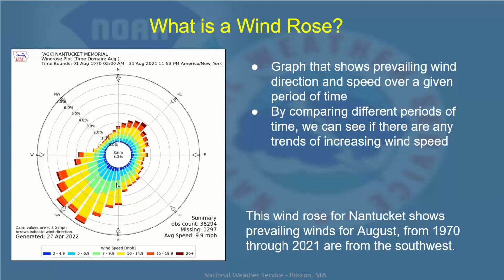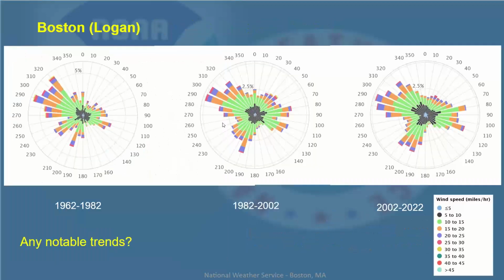But by comparing different periods of time, we can also see if there are any trends of increasing wind speed. So we can look at certainly a 30, 40, 50-year period, but we can also break it down into smaller chunks to see if there's anything to it. So let's start with Boston. And again, we have to look at our long-term climate sites because this is where we have the longest stretch of data. So I've broken it down in 20-year periods.